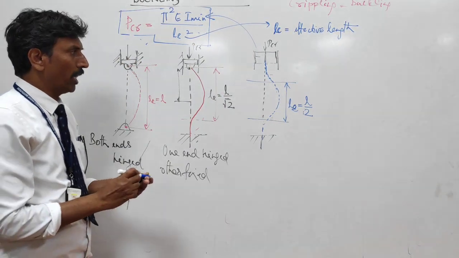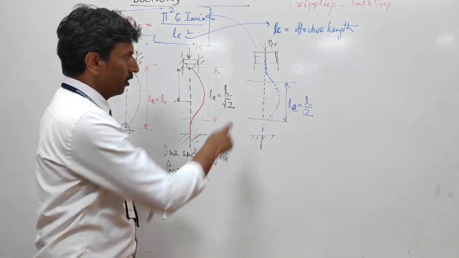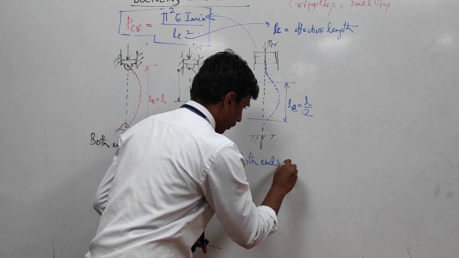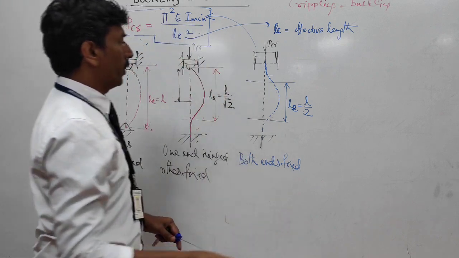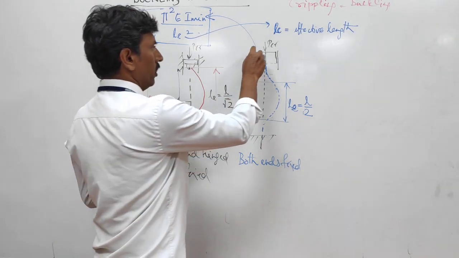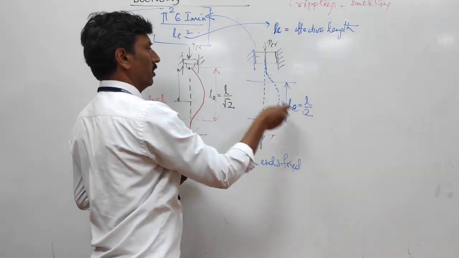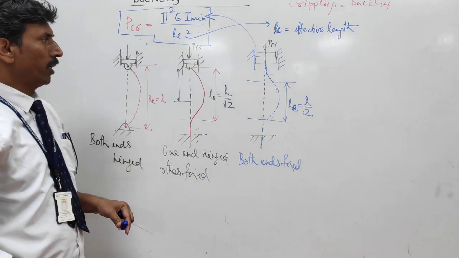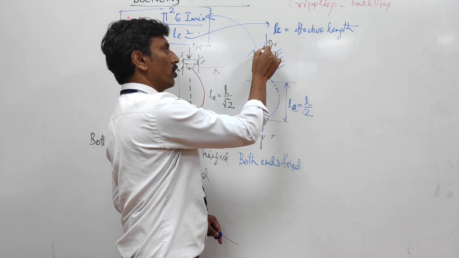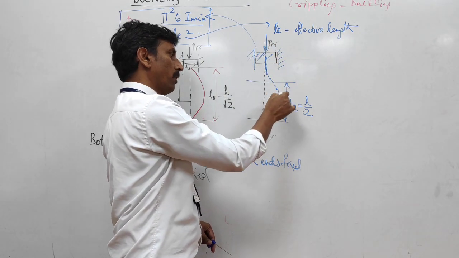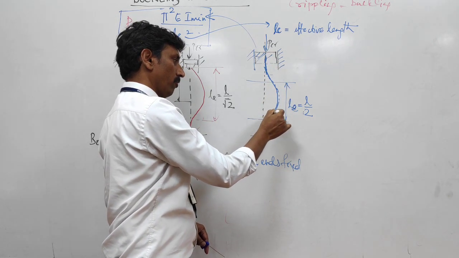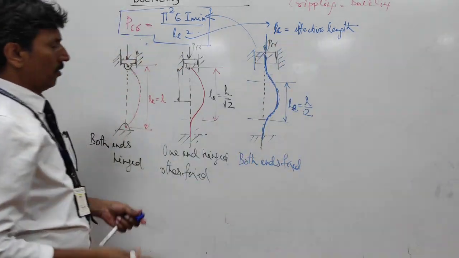So now what should I write this as? Both ends fixed. And of course you can see it is like this. Since there is not much time, I am trying to minimize the effort in drawing. You are applying load to this block. Now this block is holding this, and it is bending like this, something like this. Okay.